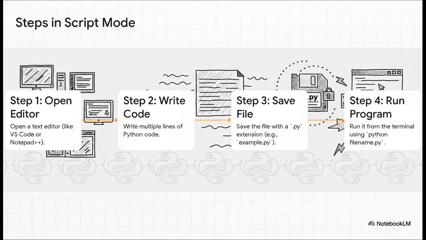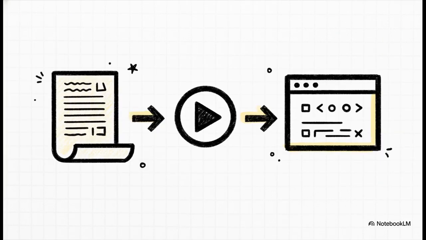The workflow here is a little different. First, you open up any plain text editor. Second, you write out your full set of instructions, your entire program. Third, and this is super important, you save that file with a .py at the end. That little .py is what tells your computer, hey, this is a Python script. And finally, you hop back to the terminal and tell Python to run that specific file. So think of it like this.